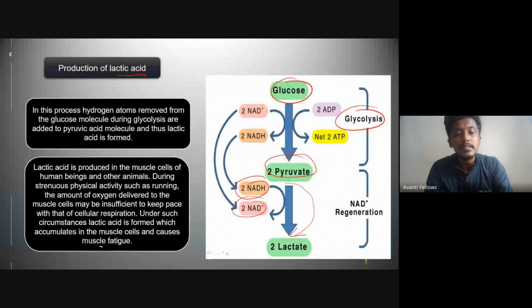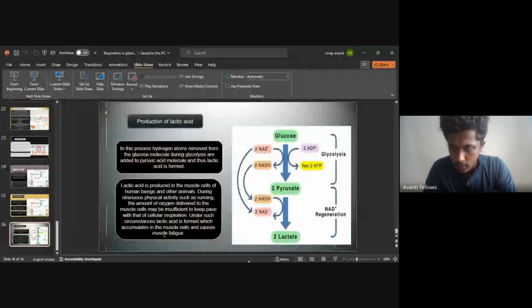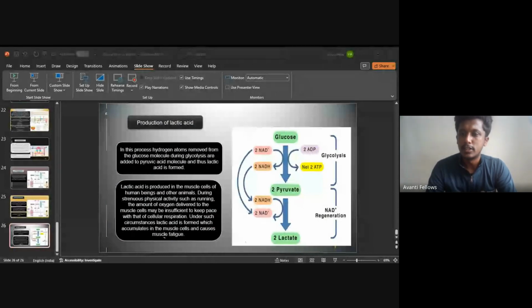So this is about respiration in higher plants. So let's solve some questions with respect to this. If you have any doubts, students, please let me know. We can solve this. Okay. So can we go for the question rounds?